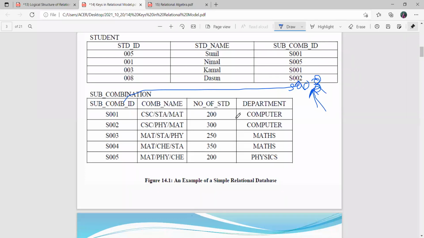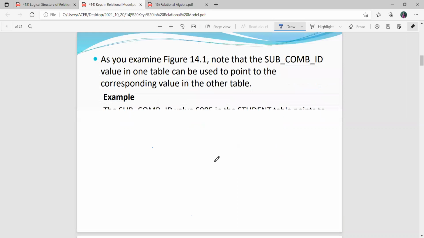So in this case, which table needs to be created first? As an example, when we are going to create these two tables, which one is needed first? The subject combination table needs to be constructed first. After that, you can create the student table. Because this table inserts values that belong to the other table, it contains only the values available in that table. So it is needed to create this one first. I think it is clear now.